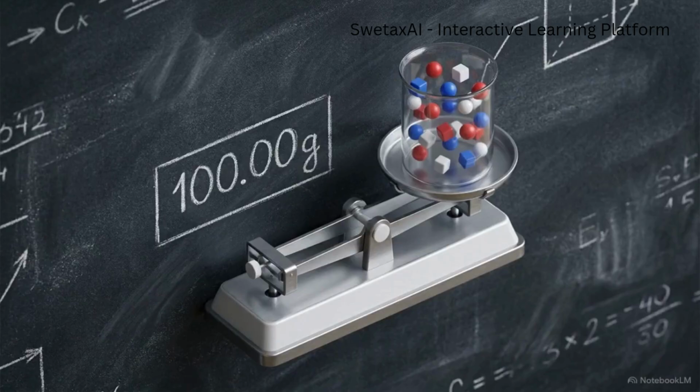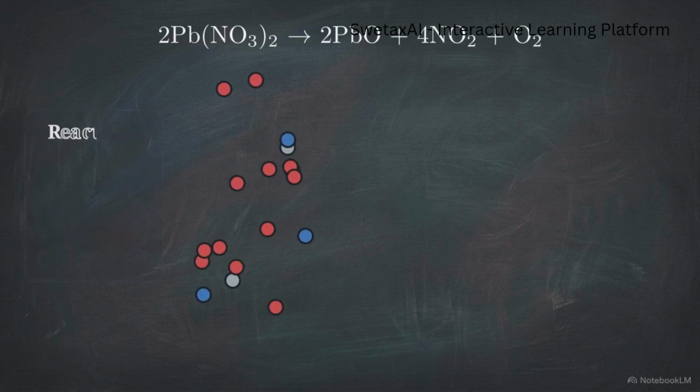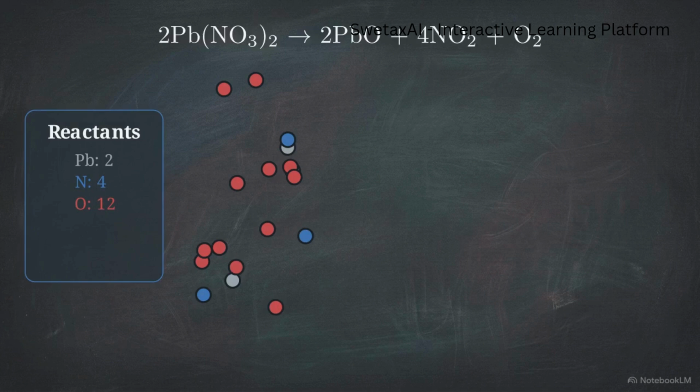Matter does not vanish from a mixture, and it does not materialize out of thin air. We can see this accounting by looking at the elements involved in the thermal decomposition of lead nitrate. When the reaction begins, the compound fractures into its component parts: lead, nitrogen, and oxygen. When we tally the atoms before and after the reaction, the count is identical.